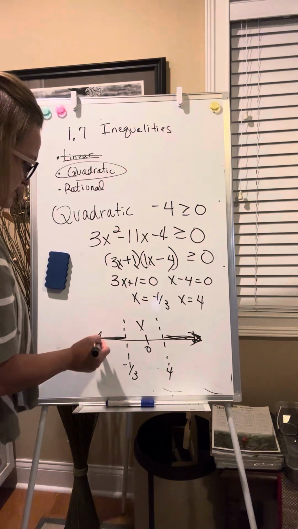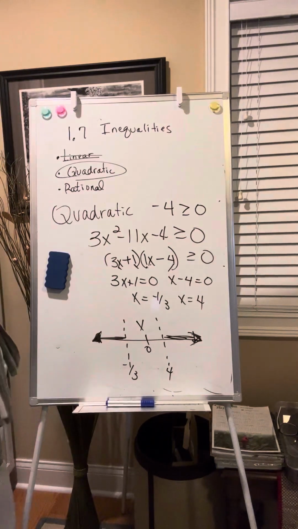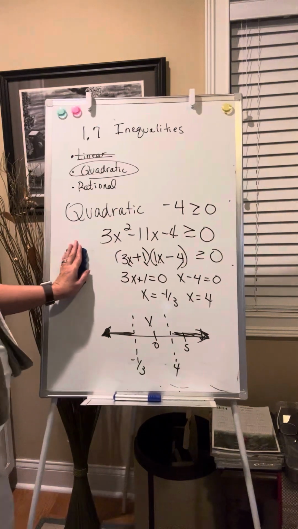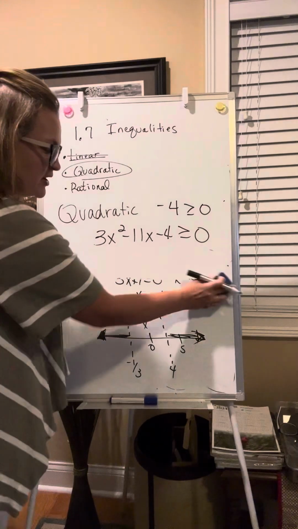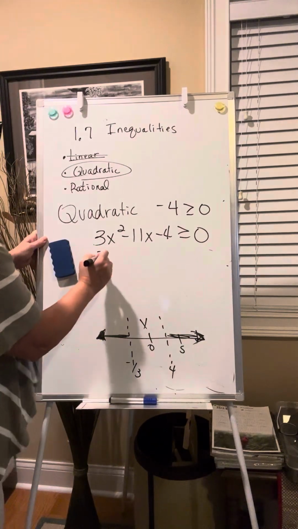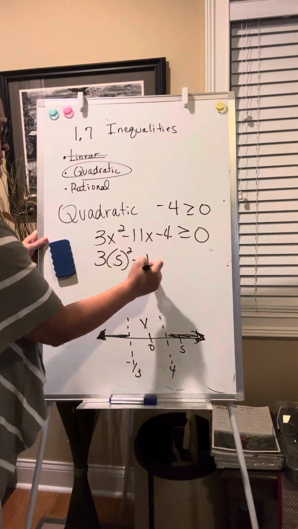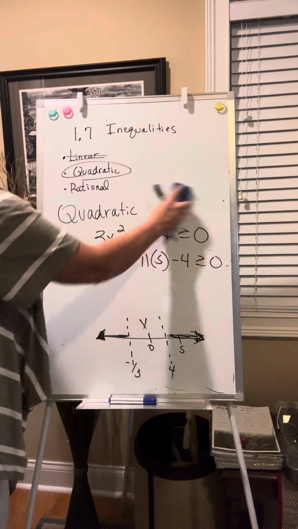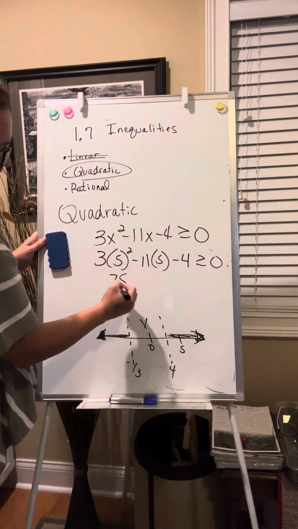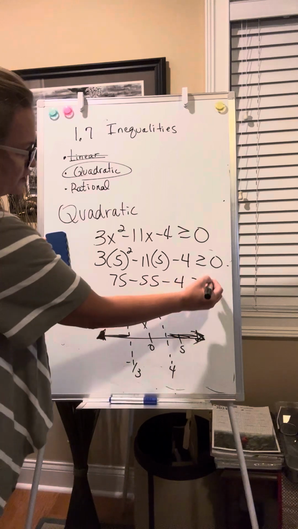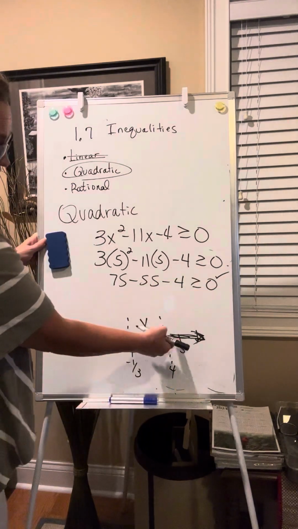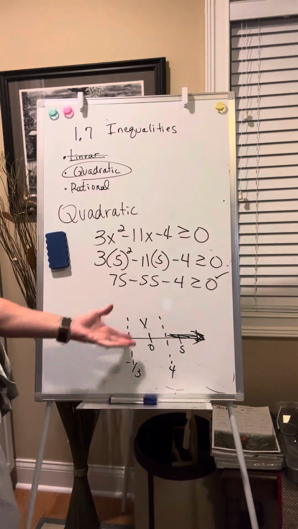And again, on View the Example, to be thorough, check something like 5, something out in that region, and it should work. It's a little harder to check than 0, so that's why I'm kind of lazy about that. But you could use your calculator and see if that works. So that is 25 times 3, 75 minus 55 minus 4. And that does come out to be bigger than 0. So that checks out. So the 5 works. And if I check anything out here, it should also work.